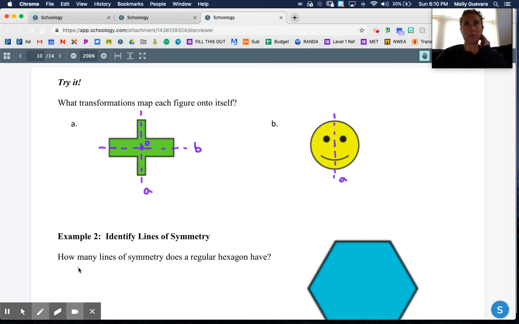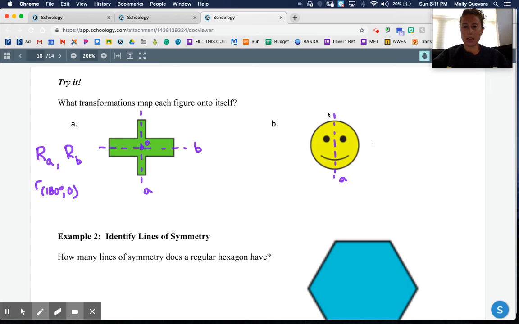I went through and I drew in our lines of reflection that I saw. And so here for A, I see that I have a line of reflection over A. I have reflection over B. And I also have rotation of 180 around point O, right? So I can fold it in half on line A, I can fold it in half on line B, and I can rotate it 180 around O. And that's it. That's all I have in terms of symmetry.